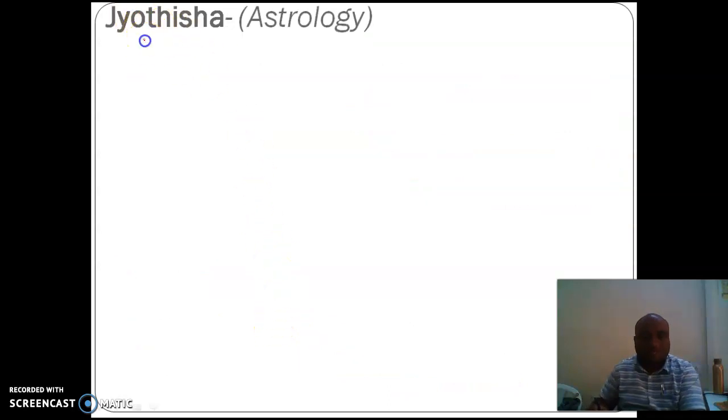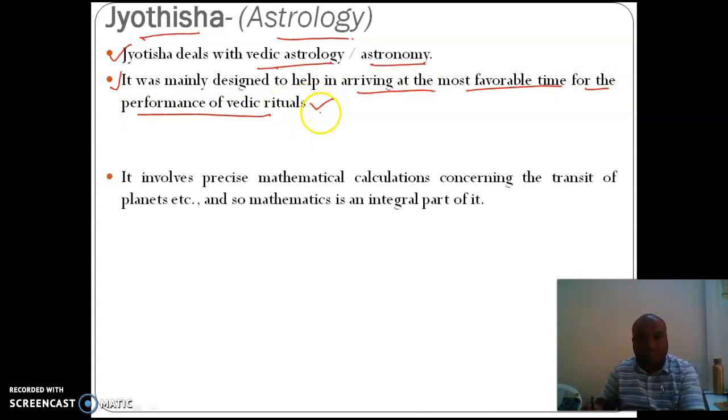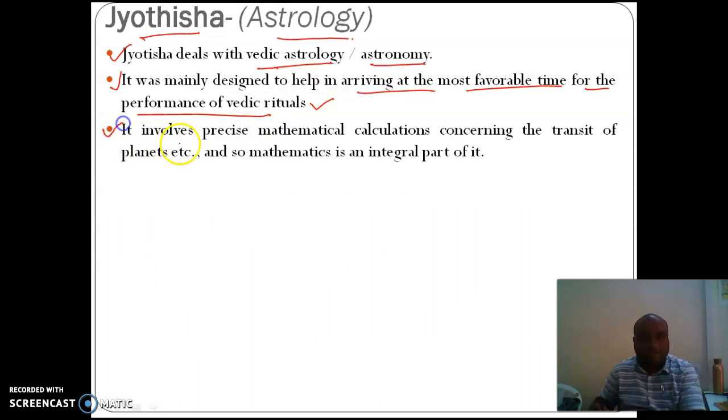The next Vedanga, Jyotisha, relating to astrology, deals with Vedic astrology or astronomy. It was mainly designed to help in arriving at the most favorable time for the performance of Vedic rituals. This may be considered a belief, but scientifically it involves precise mathematical calculations concerning the transit of planets, and so mathematics is an integral part of it.